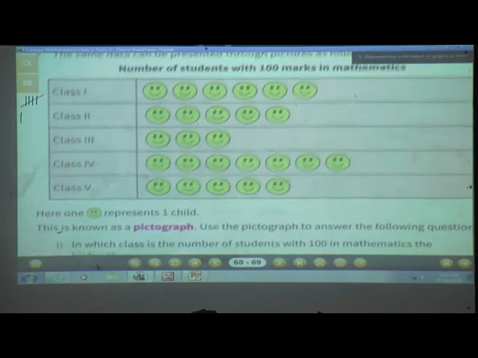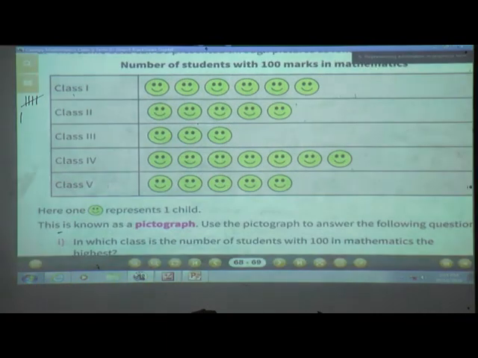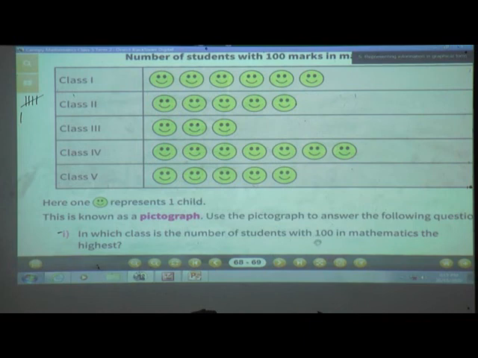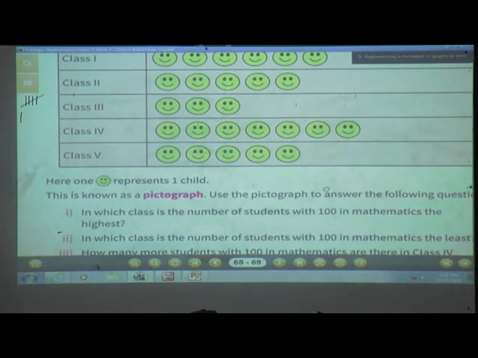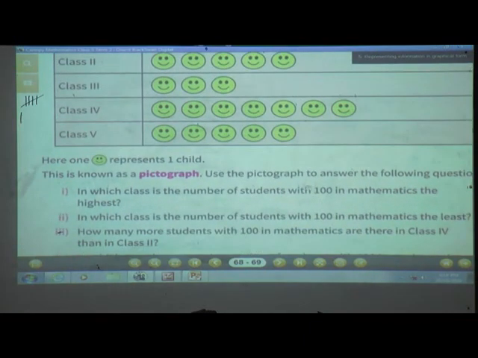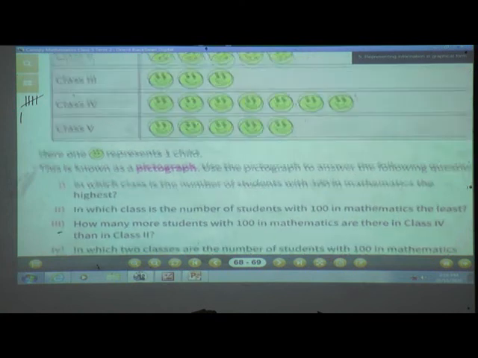See, here one smiley represents one child. This is known as a pictograph. Use the pictograph to answer the following questions.